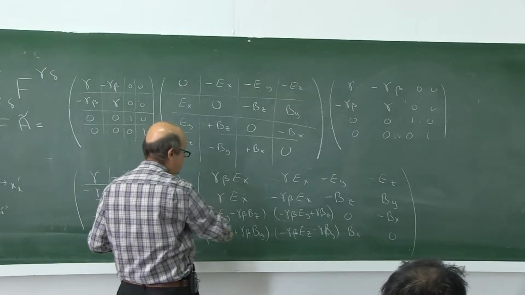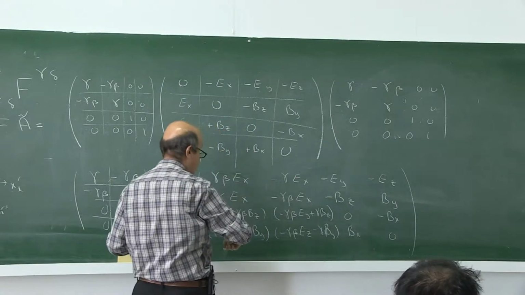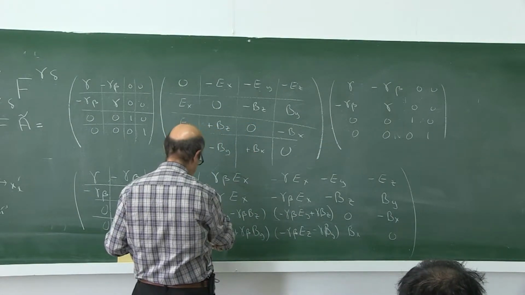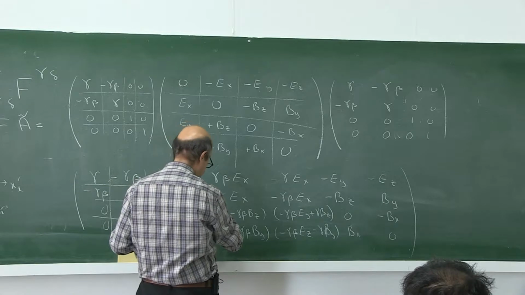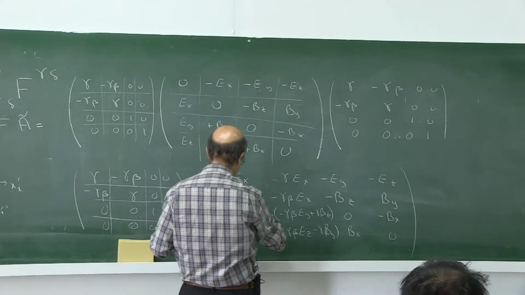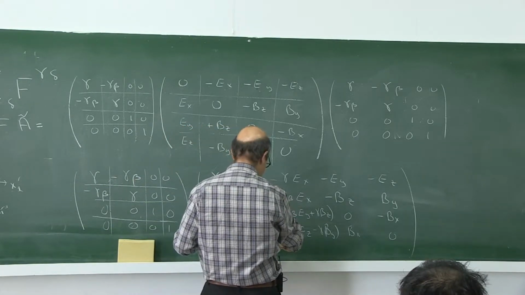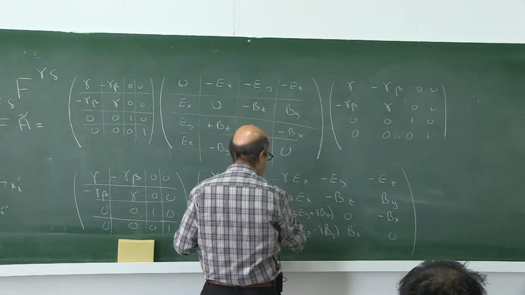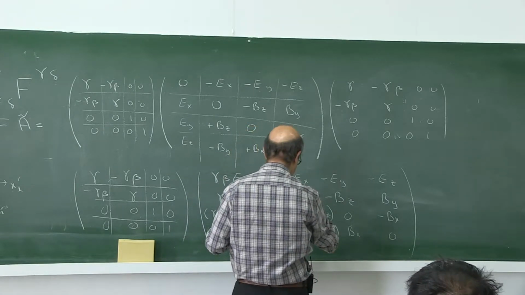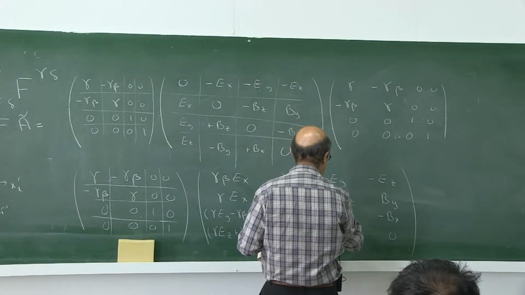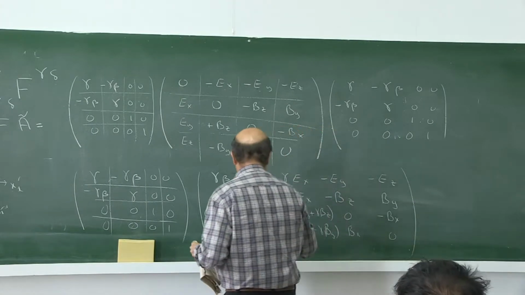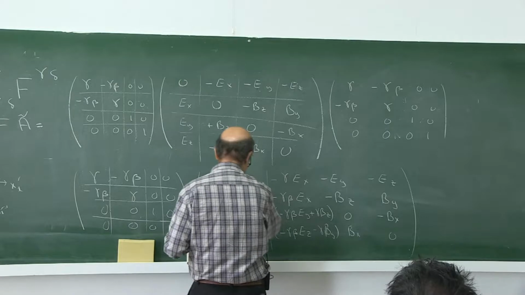Fourth row times the first column: gamma Ez, minus minus plus gamma beta By, and the other one minus gamma beta Ez minus gamma By, and the other one is Bx, the other one is 0. So this is the structure.